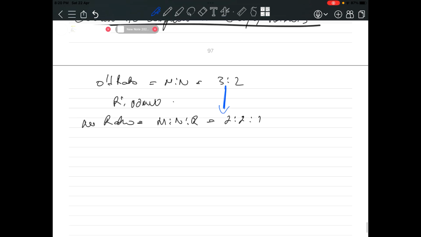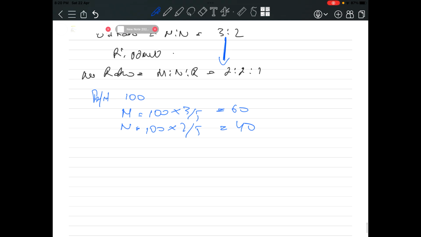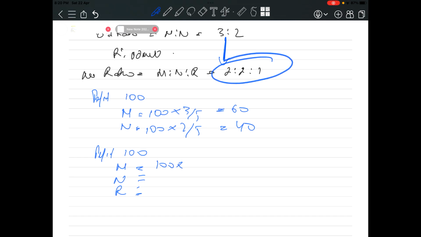Now let's take an example. If the profit is 100 rupees, what will be M and N's share? 100 into 3/5, 60 rupees. 100 into 2/5, 40 rupees. Now when R joins them, what will be the profit distribution between M, N and R? So 100 into the new ratio: 100 into 2/5, 100 into 2/5, 100 into 1/5. So it is 40, 40 and 20.